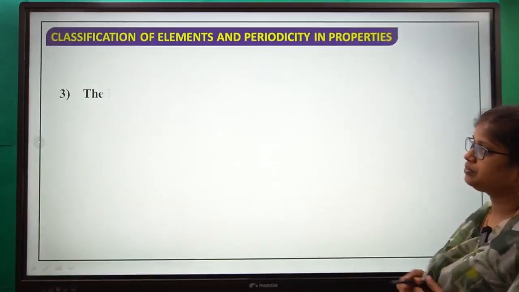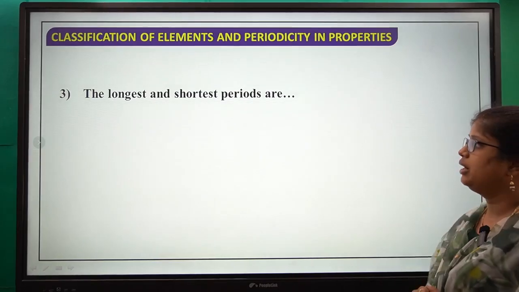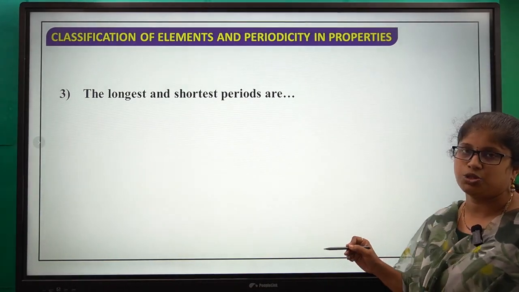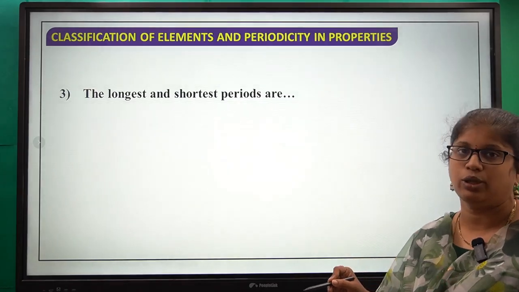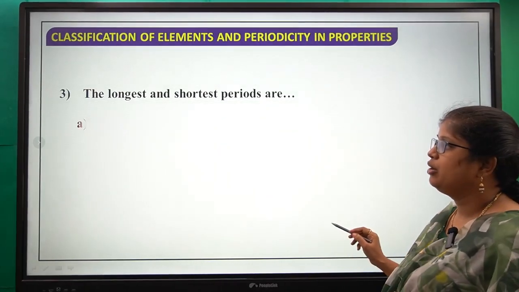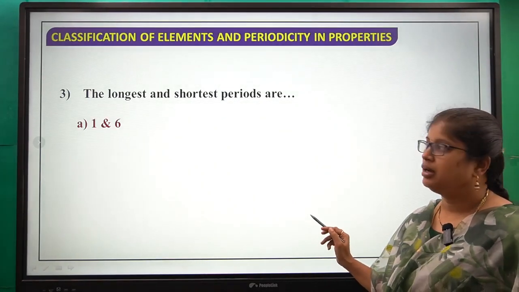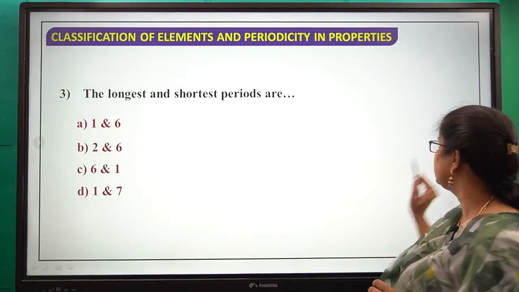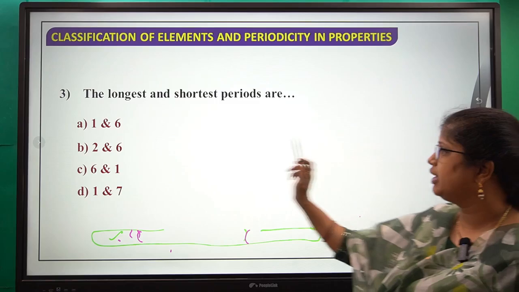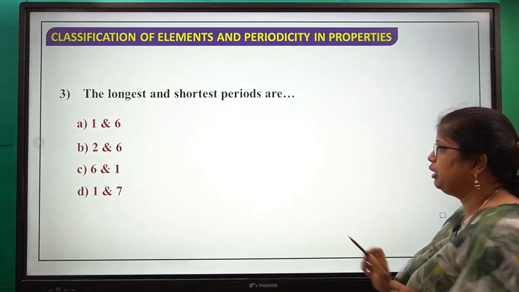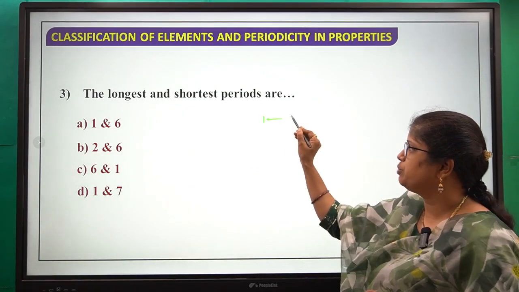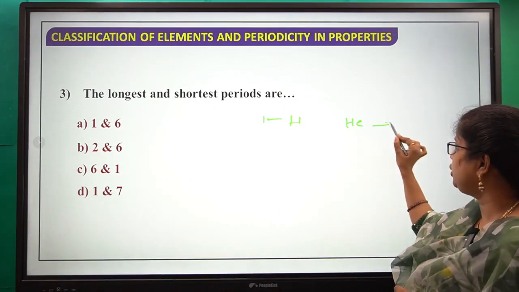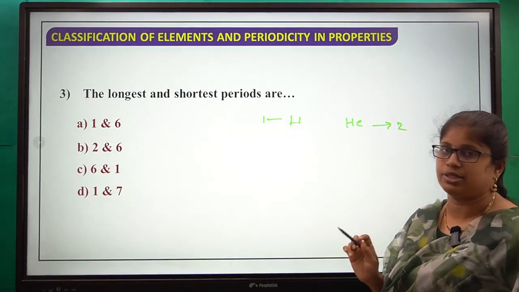Next, the longest and shortest periods. So which is the shortest period? First period. Why? Because it contains only two elements, hydrogen and helium. What about the longest? Actually if we compare 6th and 7th in the periodic table, both are having 32 elements. So if we look at the first period, it contains only two elements, hydrogen and helium. So only two elements, that's why it is called shortest.